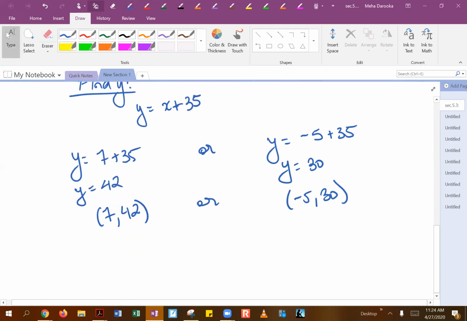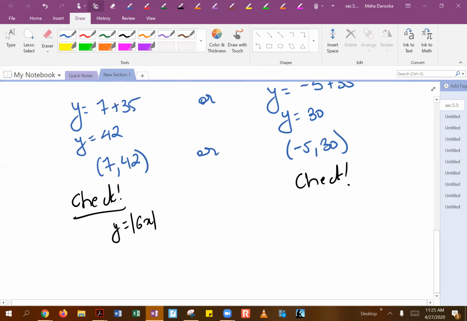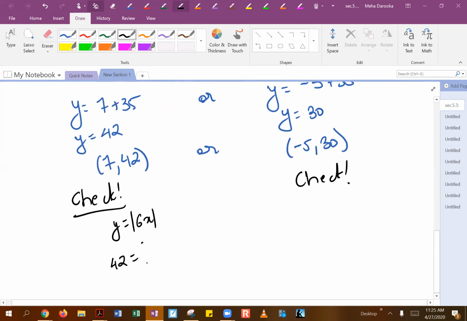Okay, and then remember the easiest way to verify that you have the right numbers is to check using both of these ordered pairs in both of your original equations. So just to show you a quick example here, let's use our first equation for a quick check. If you do 6 times 7, that's of course going to give you 42, and the absolute value of 42 is 42. So it will check out for the first one.